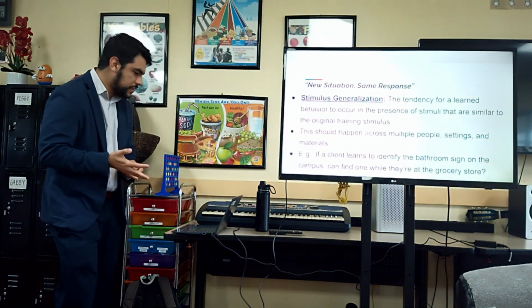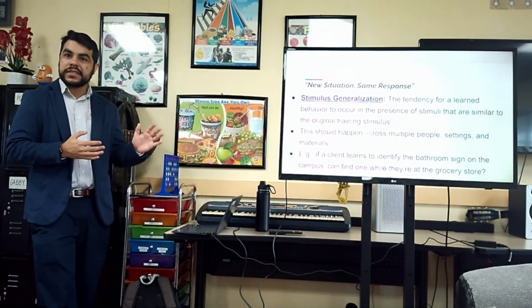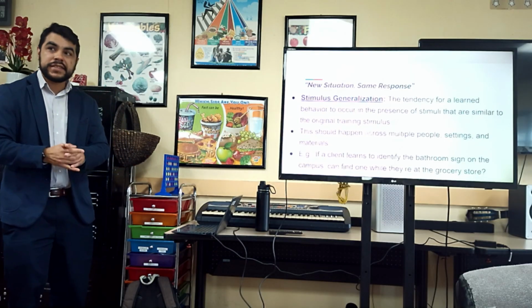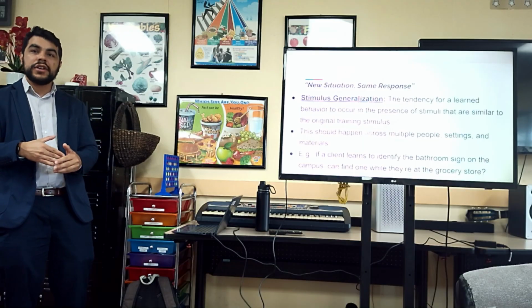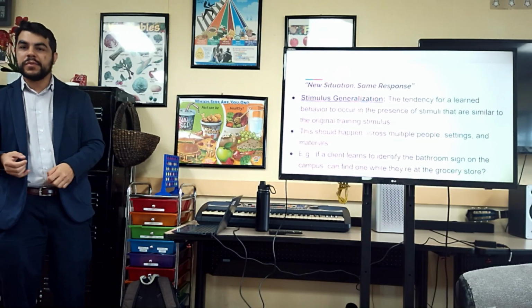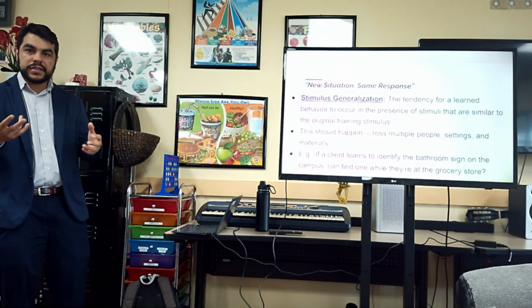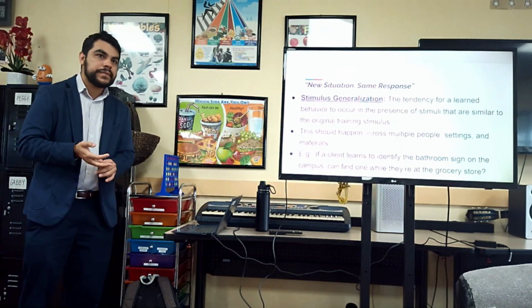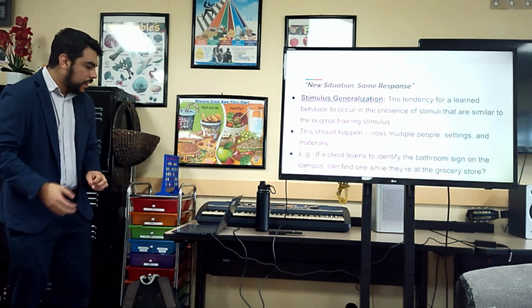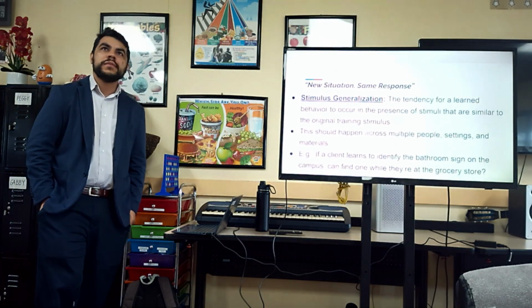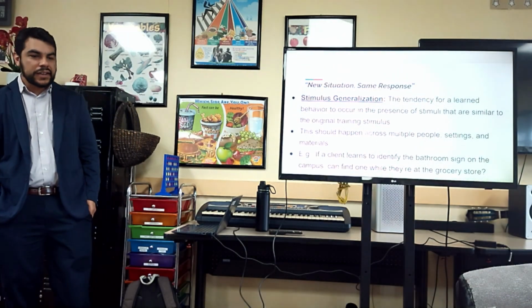So let's get to the specific types of generalizations. When we talk about stimulus generalization, this is when the same behavior can occur across multiple contexts, with multiple people, with multiple places, and with different materials. People, settings and materials.